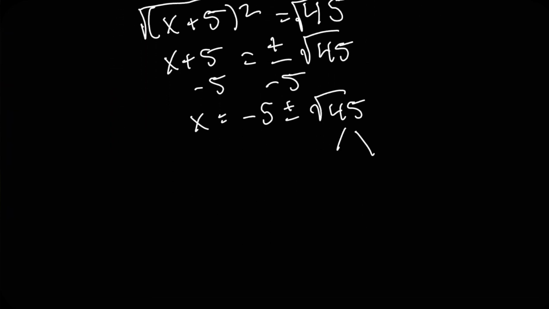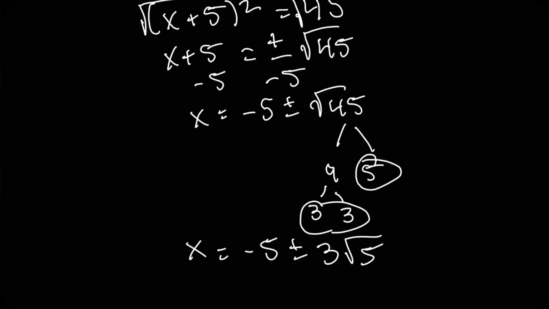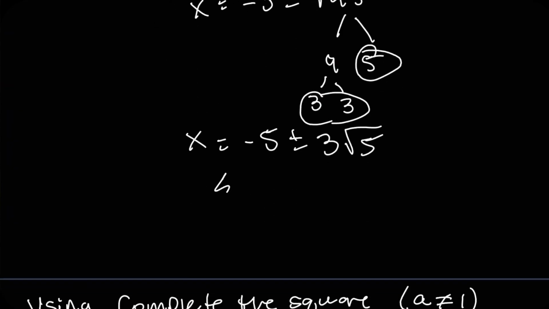So two numbers that multiply to 45, that will be 9 and 5. And then 3 and 3. We can take our pairs and bring them out. So that will leave us with x is equal to negative 5 plus or minus 3, and then we'll leave this 5 underneath the square root, which gives us the square root of 5. So writing our final solution here, we will have negative 5 plus or minus 3 square root of 5.